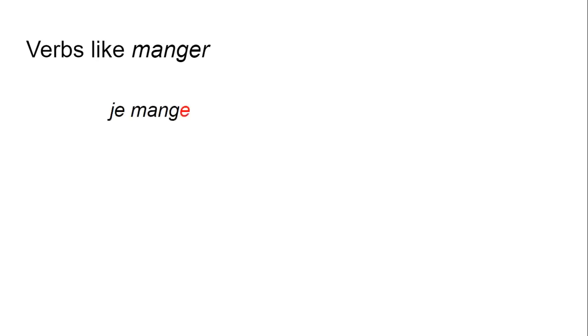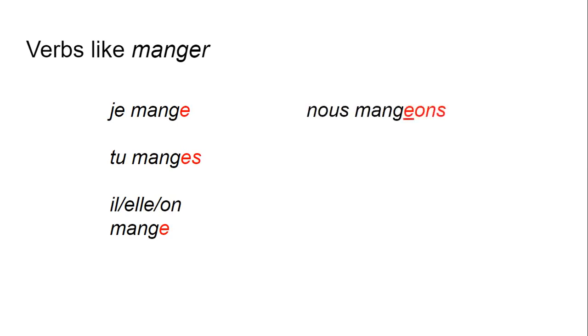Okay, but verbs like manger. All right, so far so good. Je mange, tu manges, il, elle, on mange, all the same. Here's where we run into trouble. Nous mangeons. For nous mangeons, the nous form, we eat, you have to insert an extra E before the ONS. Normally you drop the ER, you add the ending. So if this were a normal verb, it would be MANGONS.